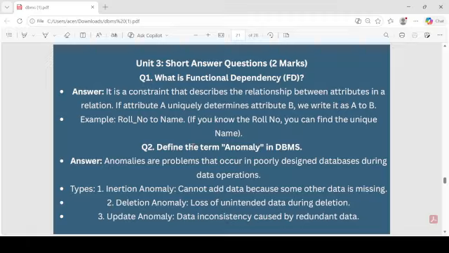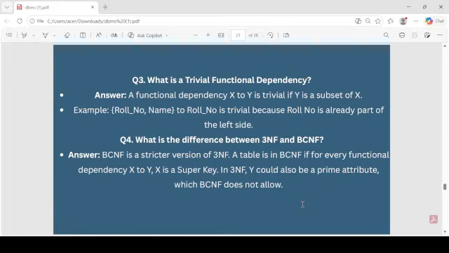The next question is to define a term like anomaly. What is an anomaly in DBMS? Anomalies are problems that occur in poorly designed databases during data operations, like insertion anomaly, deletion anomaly, and updation anomaly: being unable to add data because some other data is missing, loss of unrelated data during deletion, and data inconsistency caused by redundant data. The next question is, what are trivial functional dependencies? A functional dependency X to Y is trivial if Y is a subset of X. Like roll number and name to roll number is trivial because roll number is already part of the left side.